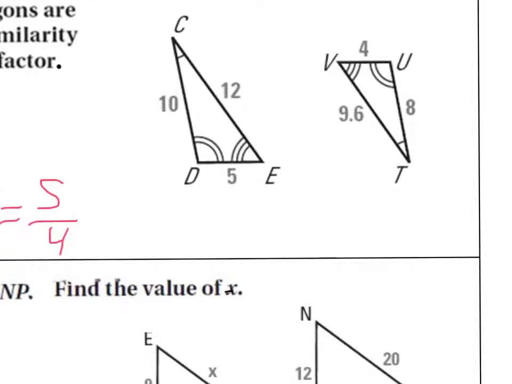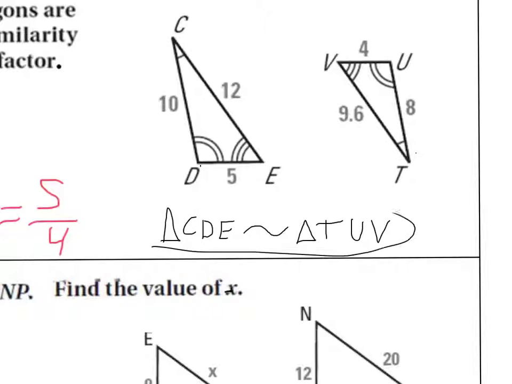So let's write a triangle similarity statement. You can pick whatever order you want for the first triangle. I'm just going to do triangle CDE is similar to triangle, now we got to put this in the right order. C goes with angle T. Angle D is congruent to angle U, and angle E is congruent to angle V. So there would be our similarity statement.